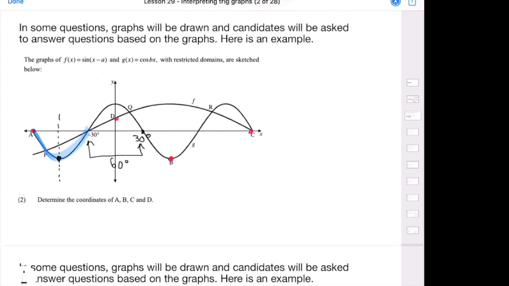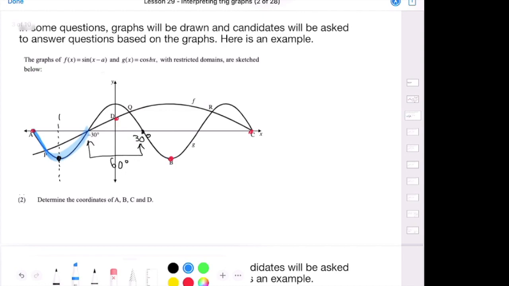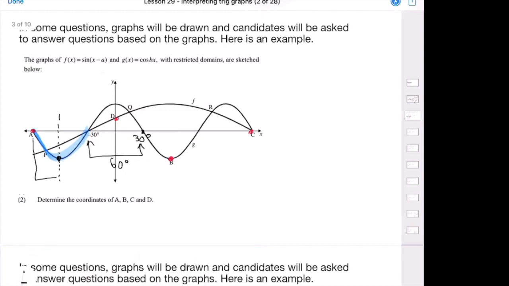So similarly, you can use that same argument and argue that between point A and this negative 30 degrees, there is a gap of 60 degrees. So if you move 60 degrees to the left of negative 30 degrees, you should end up at A. Therefore, your point A should be at negative 90 degrees and 0.